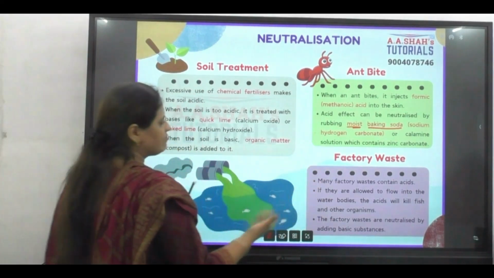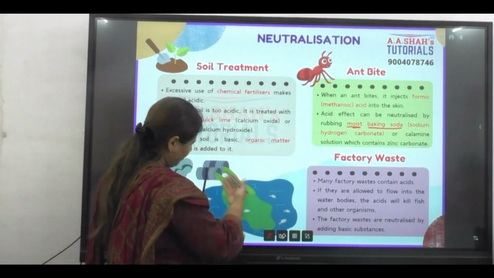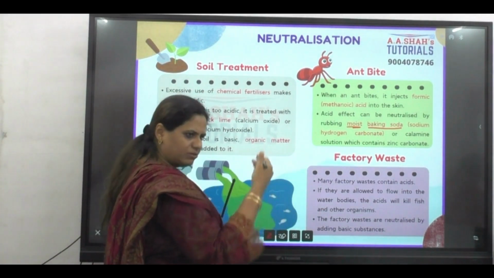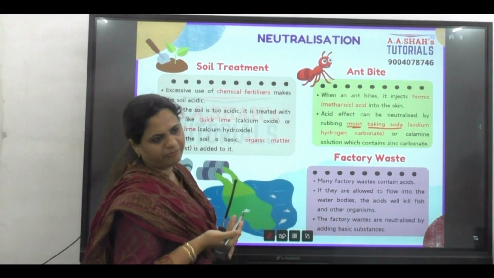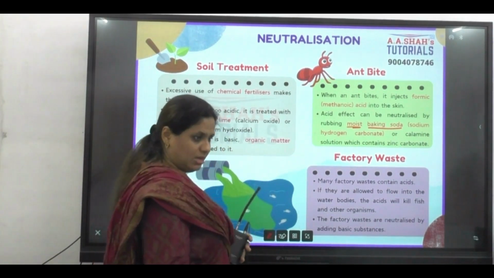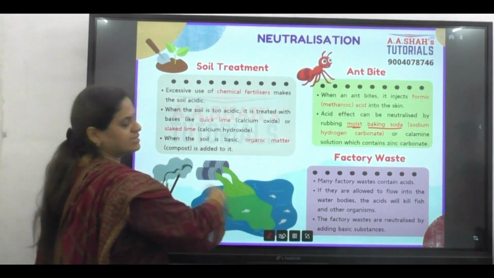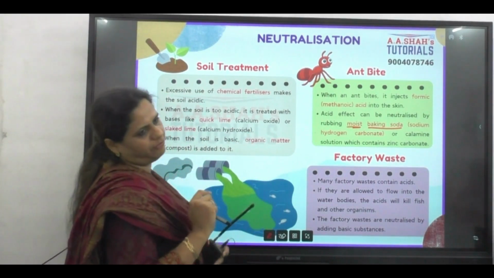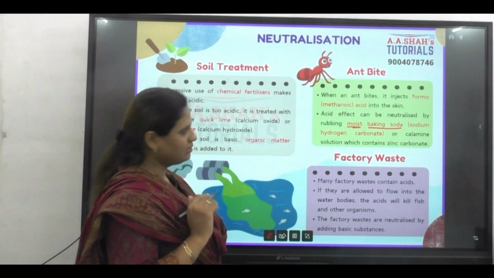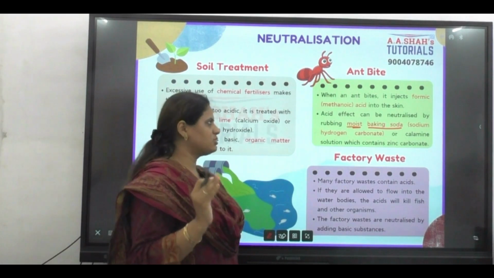And lastly is factory waste. As we saw, factory waste also has acids. If they don't treat the waste and drain it into water bodies, rivers, oceans, then it will result in the death of aquatic animals. So for that, factory waste should first be treated with a base so that the effect of acids is neutralized, and after that, if it is drained out, it will not be so harmful. So that is about the neutralization reaction, and with this we end this topic, acids, bases and salts.